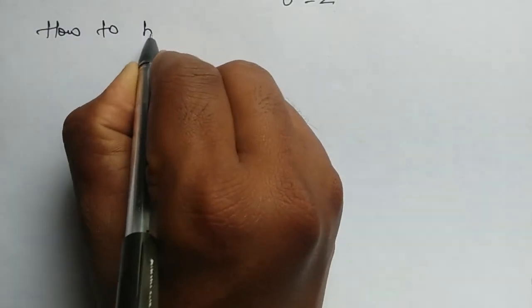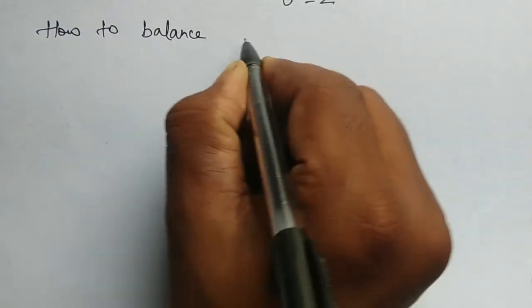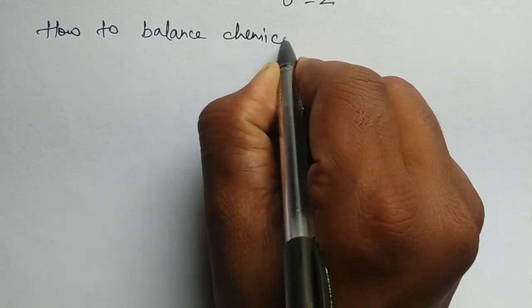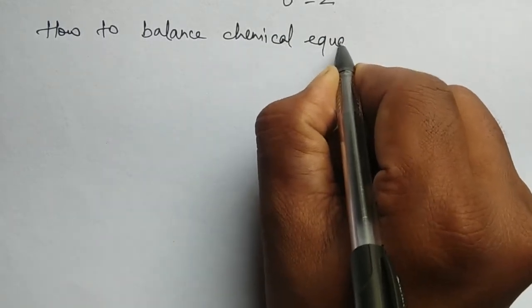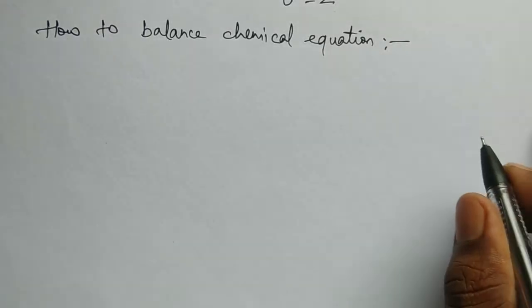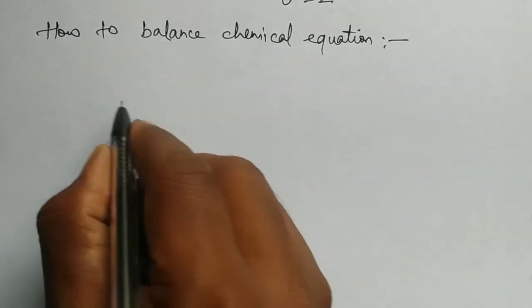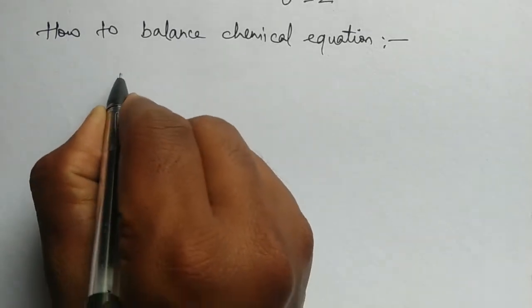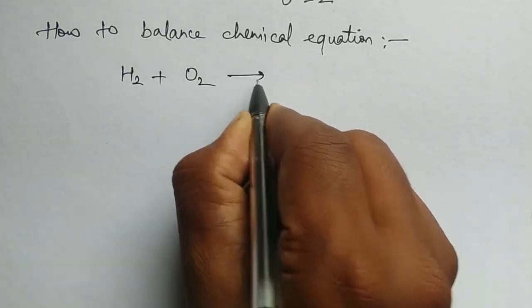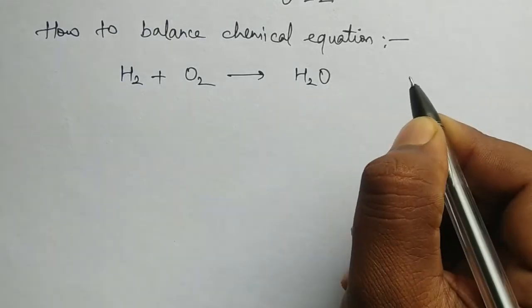How to balance a chemical equation. Okay, so first I have one unbalanced chemical equation: H2 + O2 = H2O.